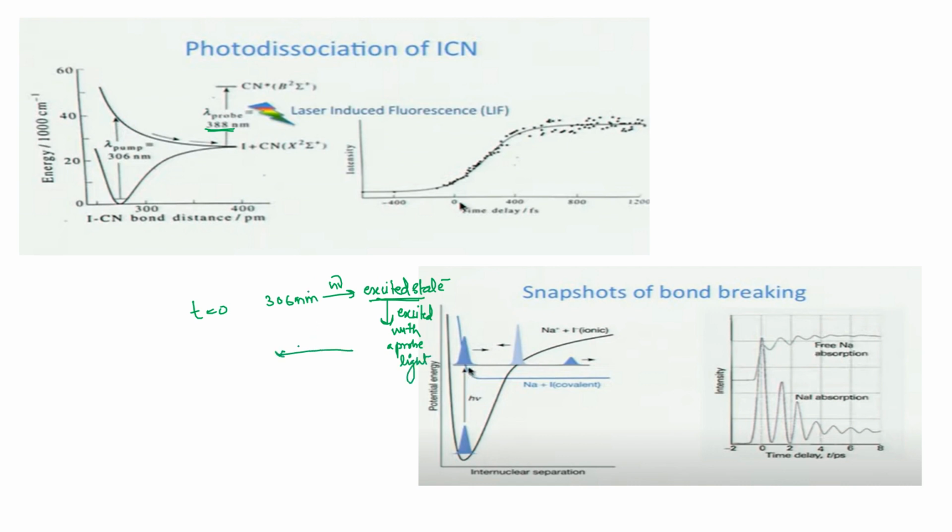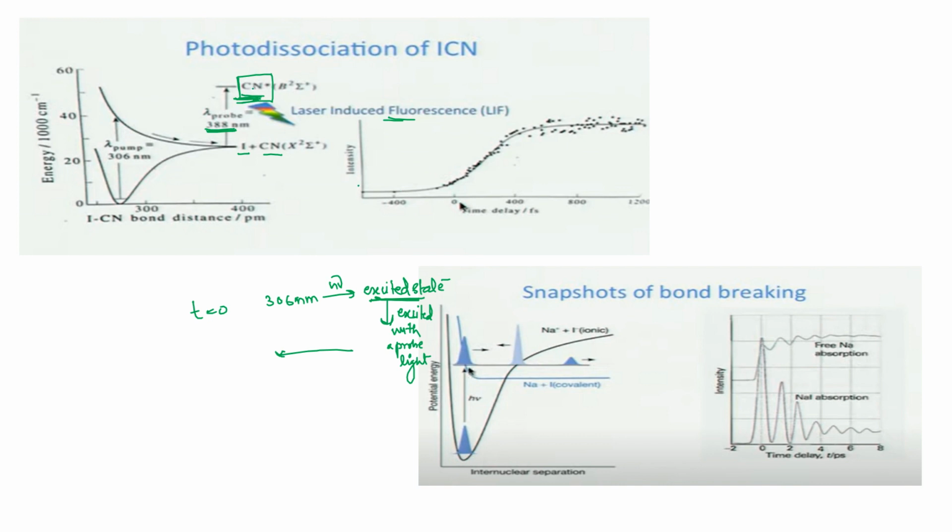When they excited it with a probe light, what happened? The population of the excited state got further excited, absorbing this 388 nanometer light. Because of this excitation, the bond is dissociated into I and CN, and the emission, or the fluorescence you get, is because of the emission by this CN star, which is dissociated. Okay, now, how is this photodissociation studied with respect to time?